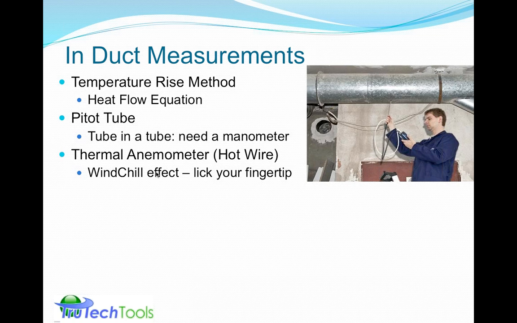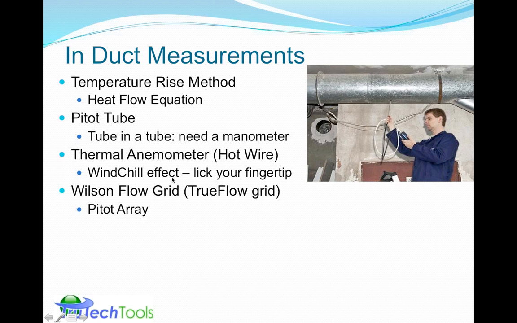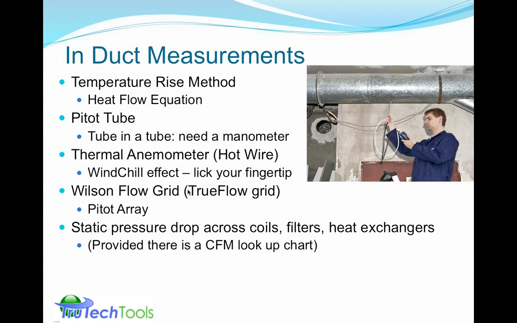If you just lick your fingertip and put it out the window of your car in a stiff breeze, you'll feel that chilling. That's evaporative cooling, and that can actually be calculated if you have designed the anemometer correctly. The Wilson flow grid, or in the more common form in the HVAC industry, the TrueFlow grid, basically uses a Pitot tube array. It uses a pressure manometer and a Pitot tube array, and it gives you the average all at once, because it has multiple points of sampling across the cross-sectional area.